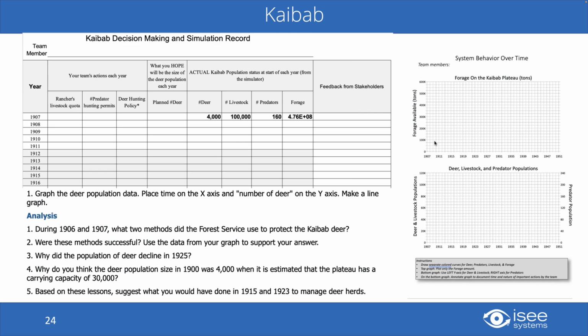And this is just an example of the materials. So the decision making for the simulation record is on the top left here. And we've added cattle into the traditional Chi-Bob. So there are cattle, there's predator hunting permits, there's a deer hunting policy, so there's goals for the deer that they have, and they run it in 5-year intervals. So they'll make a decision, they can run it for 5 years, then they can change any of their decisions. Again, we expect them to fill this out by hand. They're working in teams at their tables in the class.